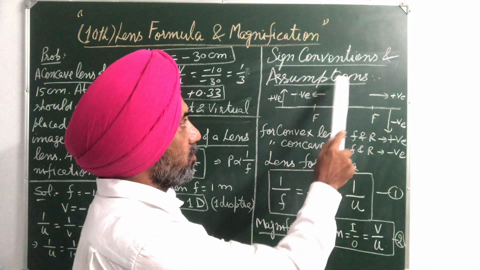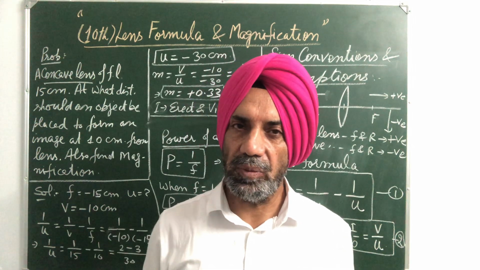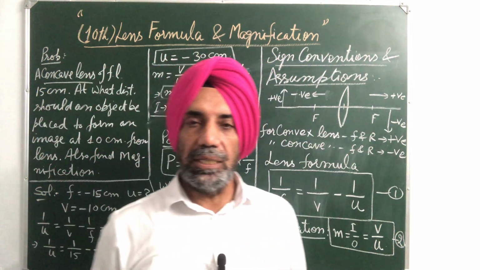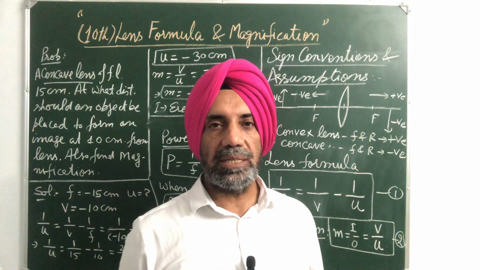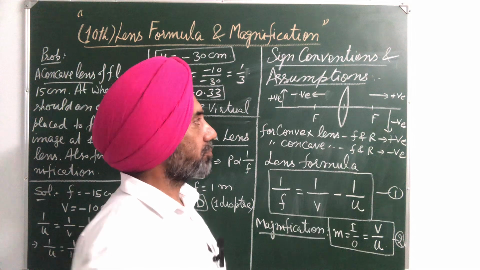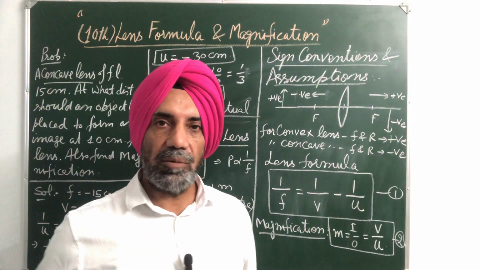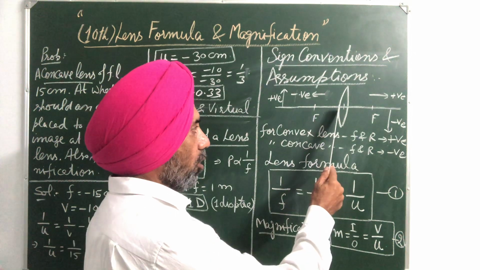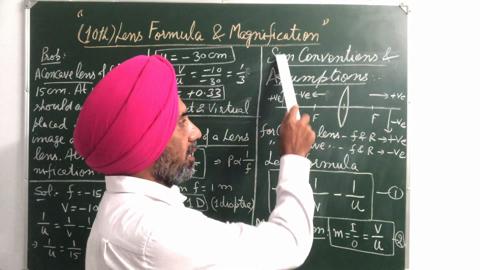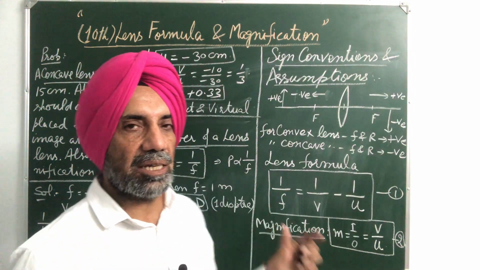Sign conventions and assumptions used in lenses are just similar to those used for spherical mirrors. The first sign convention is all the distances are measured from the optical center of the lens, that is this point C. Distances in the same direction as that of light are taken as positive and opposite to light are taken as negative. Heights upward are taken as positive and heights downward are taken as negative. So these are three sign conventions.